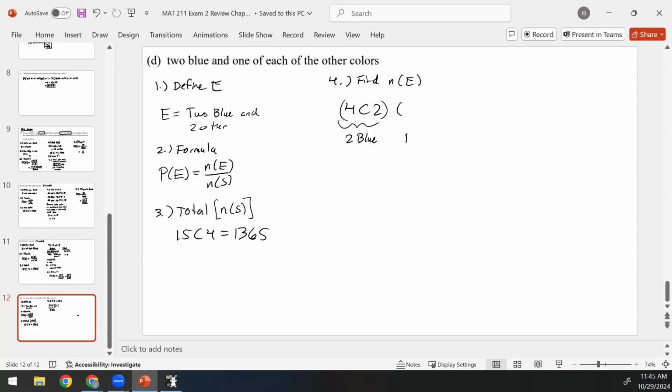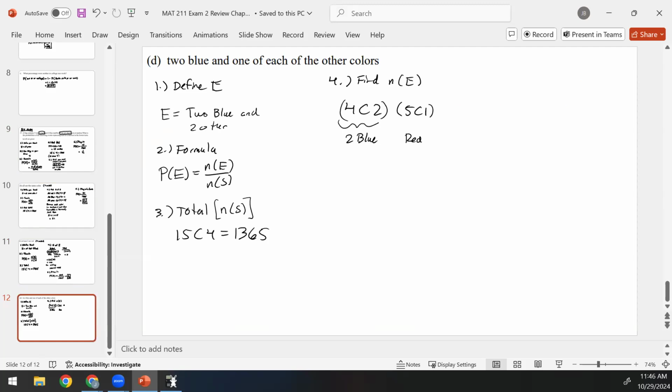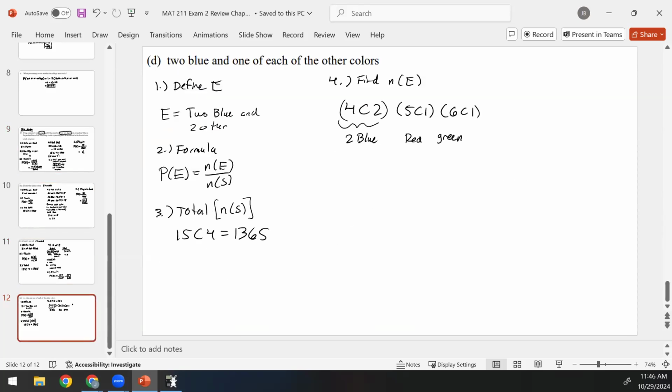So let's just do the reds first. How many reds do I have? I have 5, and I need 1 of them. And then I need green. How many greens do I have? I have 6, and I need 1 of them. Now, if I said something like 2 blues and then just 2 more marbles, then I have 11 of them, and I would just need 2 of them. But because I specified the color, like I need 1 of each, then I have to be more specific.